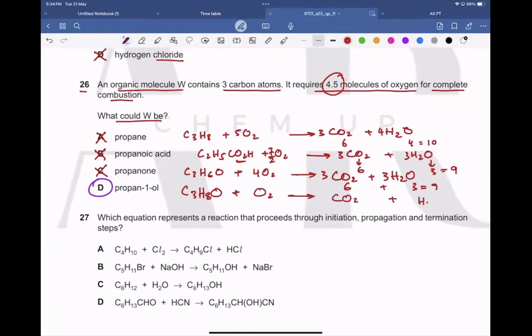CO2 and water. So there are 3 carbons, 4 water. So 6 plus 4 makes it 10. 1 is over here, so 9 are left. So for 9, we are going to put 9 over 2, which makes it 4.5. So D is the correct answer. Is this clear to all of you?